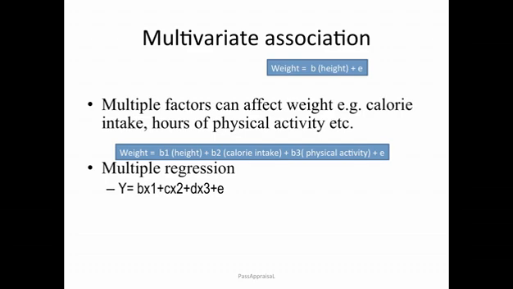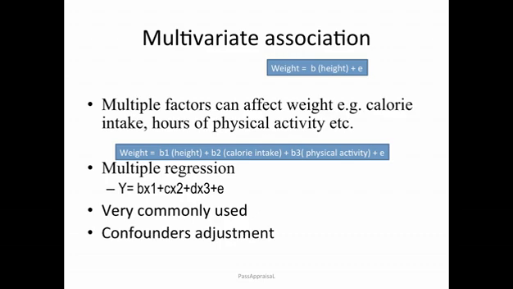In this case, the equation is called multiple regression equation. It's one of the most commonly used multivariate tests. It's often used to study the effect of confounders on a relationship.